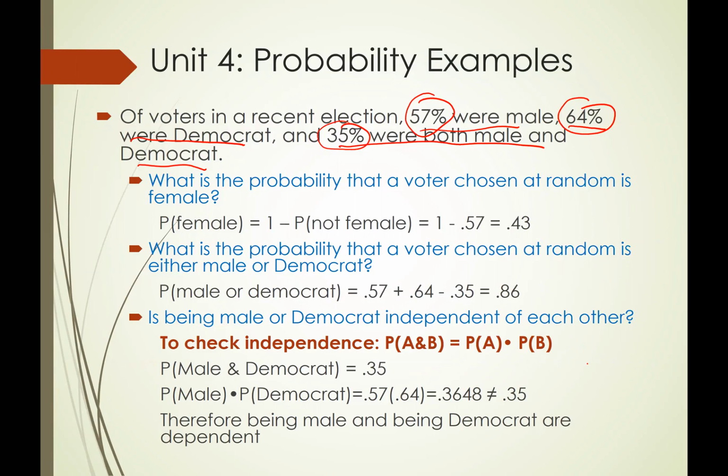You can also check that the probability of B equals the probability of B given that A has already happened. I wouldn't do that in this case, but you could do that. You can also do it with the opposite. The probability of A equals the probability of A given that B has already happened. But in this case, this is the best method.